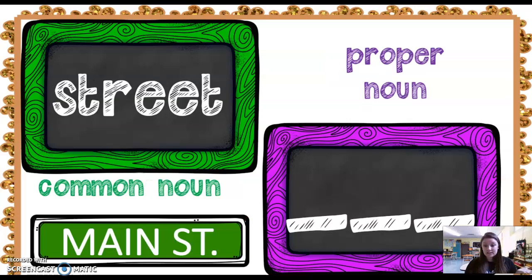Common noun street. What's the specific name of a street? Other than Main Street because it's already on the screen. What about North Street? North Street would be capitalized because it's a specific name of a street, which makes it a proper noun.